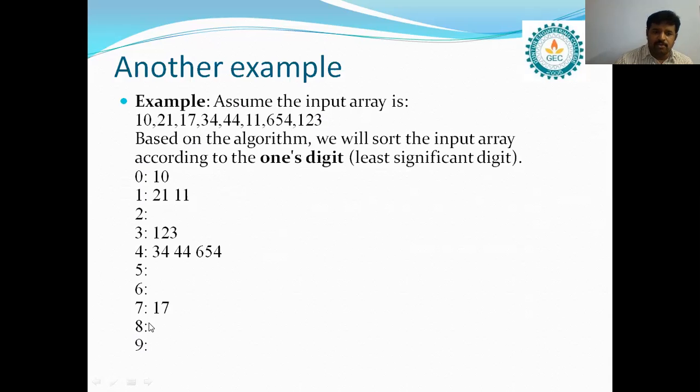These are extra elements, no problem, not considered, these two, 8 and 9. So the index is from 0 to 7. What do we do? Based upon the algorithm, we will sort the input array according to the ones place. We have to consider the ones place. In all the digits, we have considered the ones place: 0, 1, 7, 4, 4, 1, 4, and 3. These are the element values at the ones place.